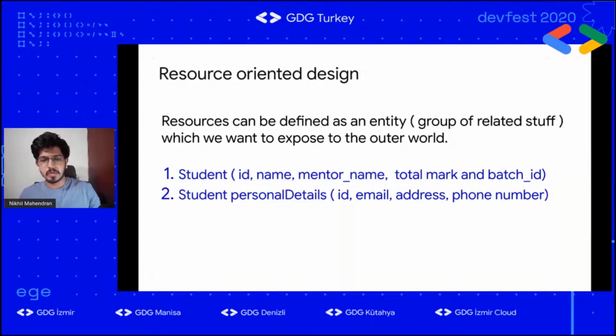Then we have batch ID. So if you see the student, it is not exactly the same as the student schema. The student resource is a collection of things that we want to expose to the outer world, to the users, and that is what a resource is. So I guess you understood what a resource is. Next, when you look at the second example, student personal details, I have a set of details that are personal to the student, like email address and phone number. So why have I split student and student personal details? I did it for a few reasons. I'll explain in the upcoming slides.